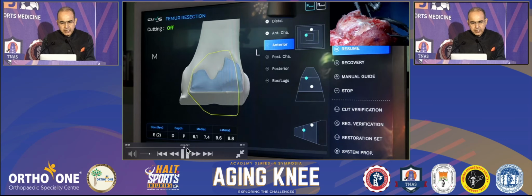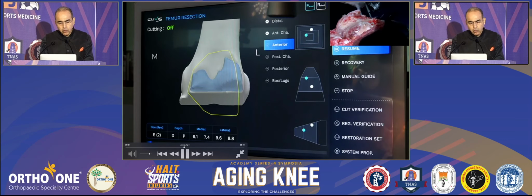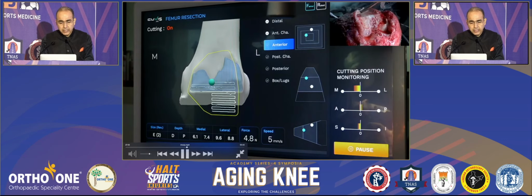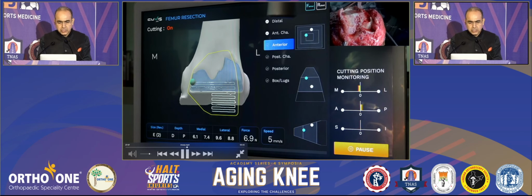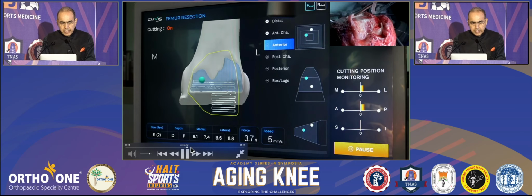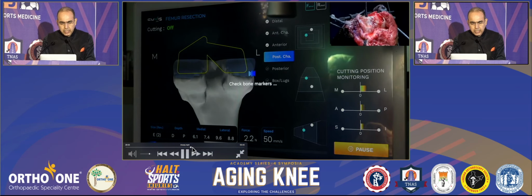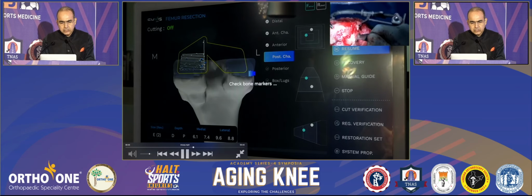This is the anterior cut. It's a fully active robot, but you have to be careful of the soft tissue. It's very accurate. But still, having said that, you need to be cautious and careful. And then the posterior cut, and because it's a CR knee, there is no box cut.